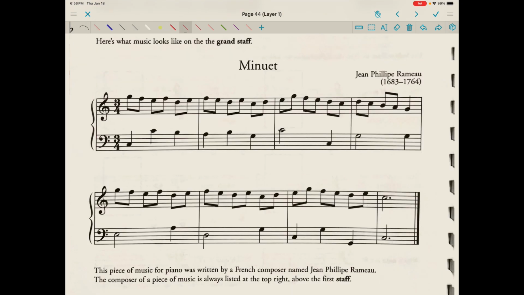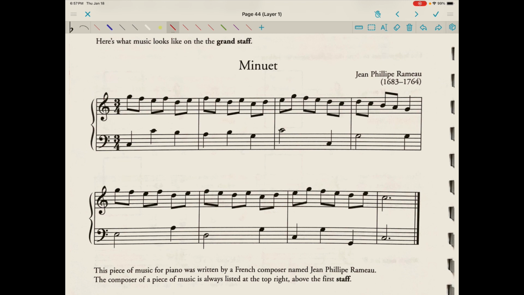Here's what music looks like on the grand staff. So this is an example of a minuet written by Jean-Philippe Rameau. This piece of music for piano was written by a French composer named Jean-Philippe Rameau. The composer of a piece of music is always listed at the top right above the first staff. I just want you to take a moment, if you've come this far in the course, to take a look at this piece of music and recognize how much you've already learned.